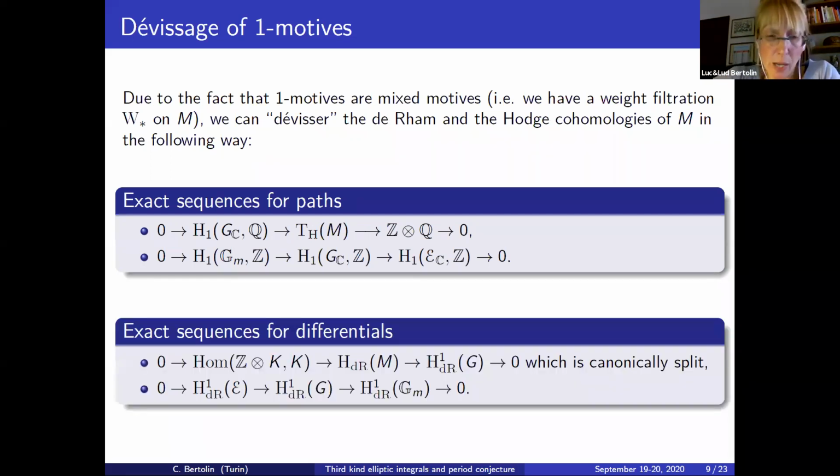For the de Rham cohomology, for the differential forms, we can do the analogous construction. So the vector space of differential forms of M is an extension of the vector space of differential forms of G by the vector space of differential forms of Z. And this extension here is split. And the H^1 de Rham of G is an extension of H^1 de Rham of G_m by H^1 de Rham of E. We will use this in order to find a basis of paths on M and a basis of differential forms on M.